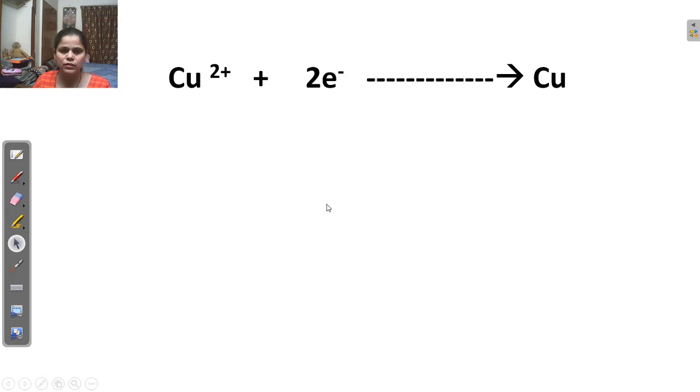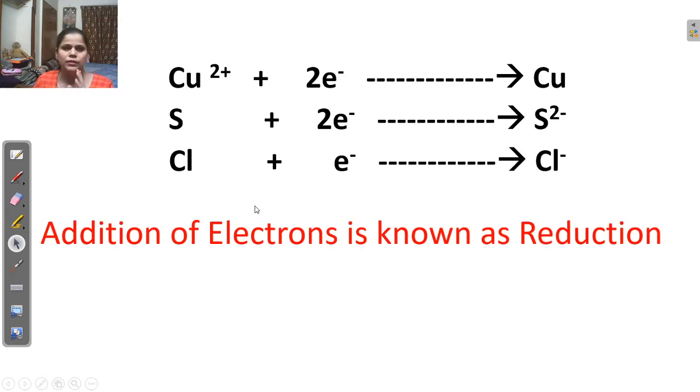Our next examples. Here, accepting electrons from another atom. Here is the copper ion, Cu 2 plus. When a neutral atom gives electrons, it forms an ion. So copper ion plus 2 electrons, that means the copper ion accepts 2 electrons and forms the neutral copper atom. Because it is already an ion, it gains 2 electrons and forms copper.